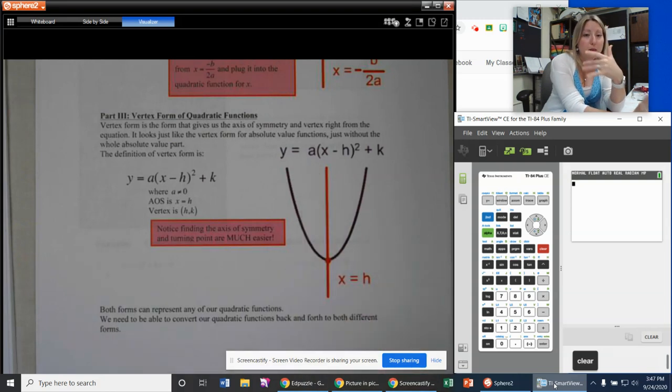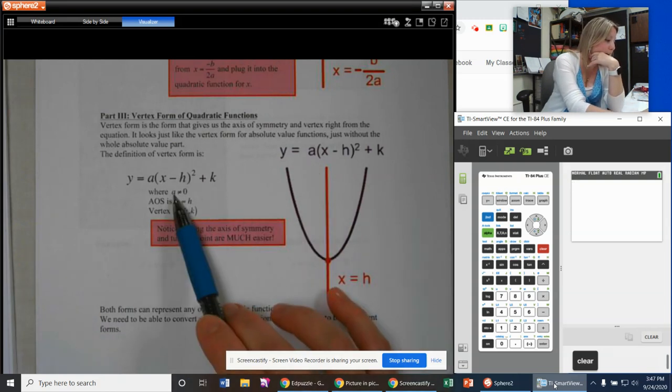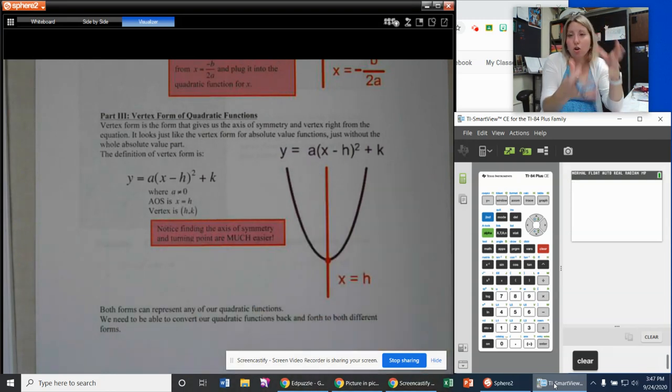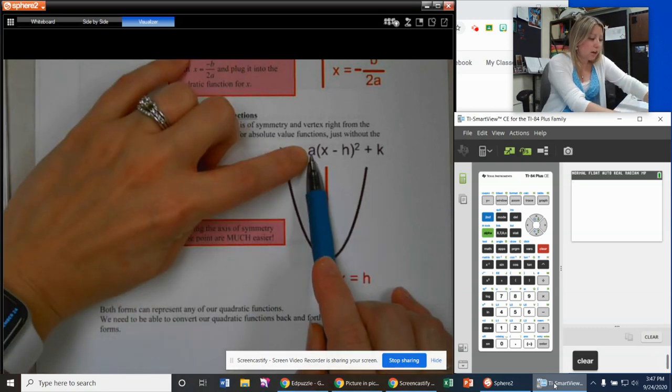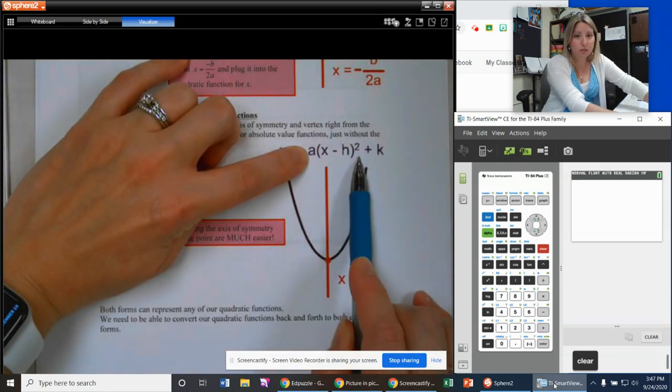Okay, so that same thing is occurring. Again, you have to have an A value. So you have to know you have to have an A value because there has to be an x squared involved, is essentially what we're saying.